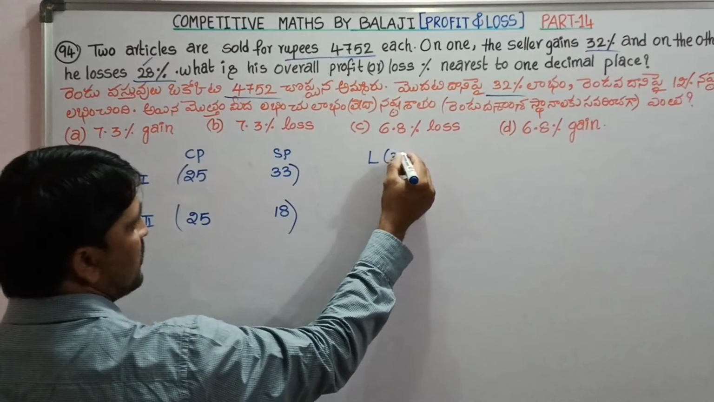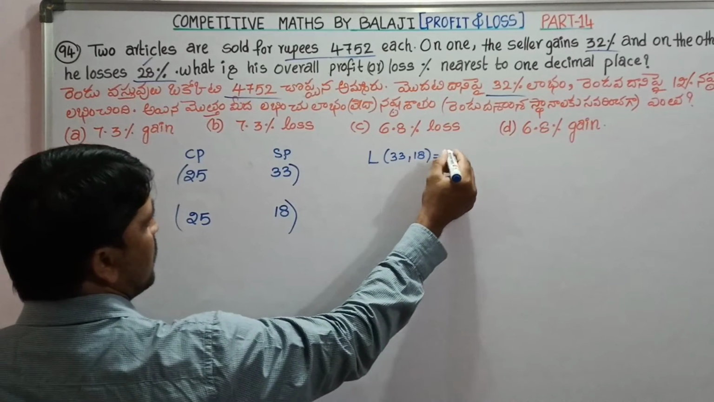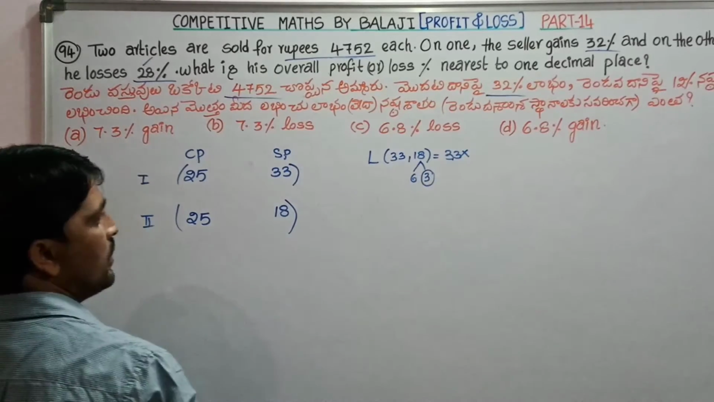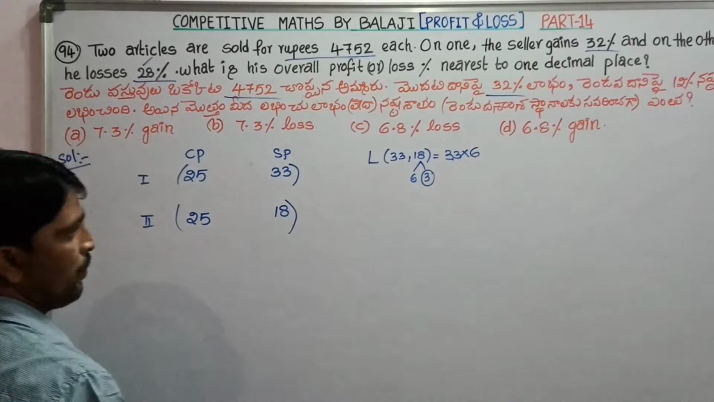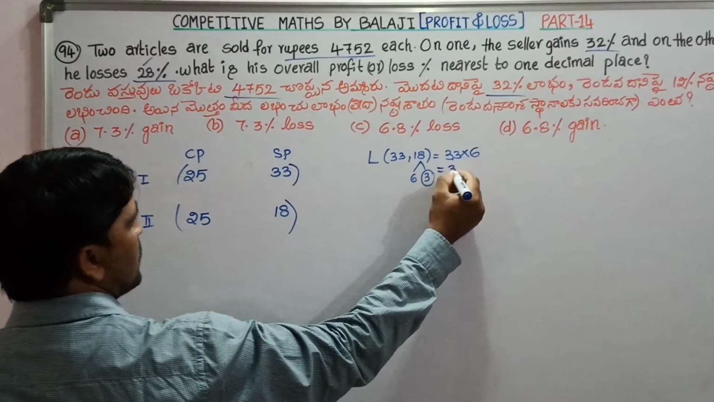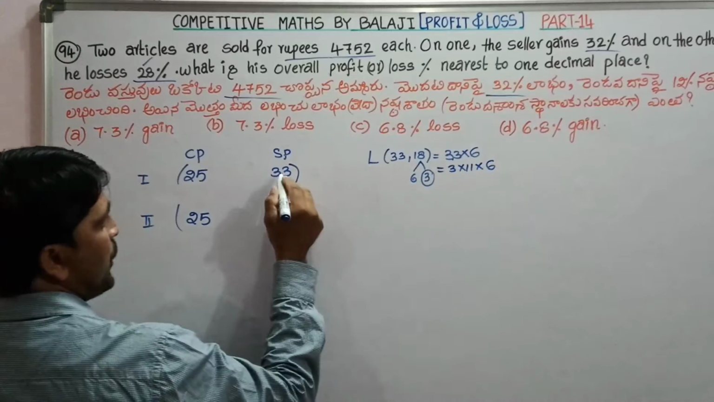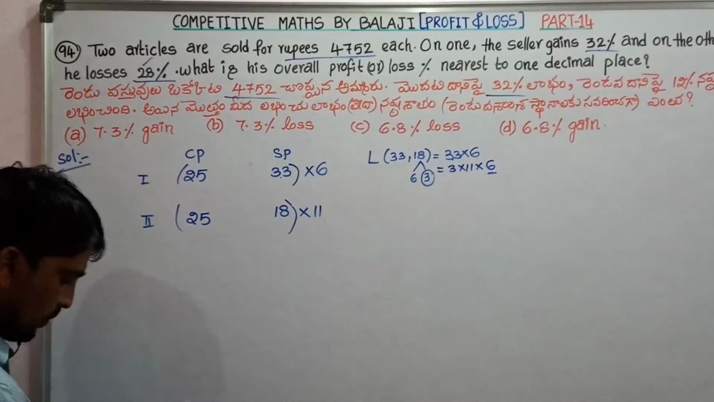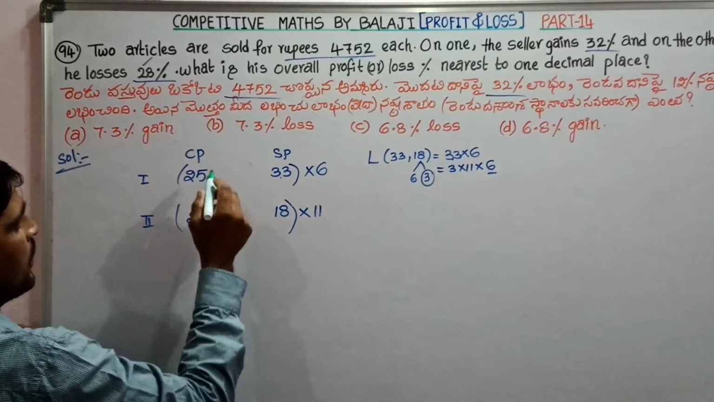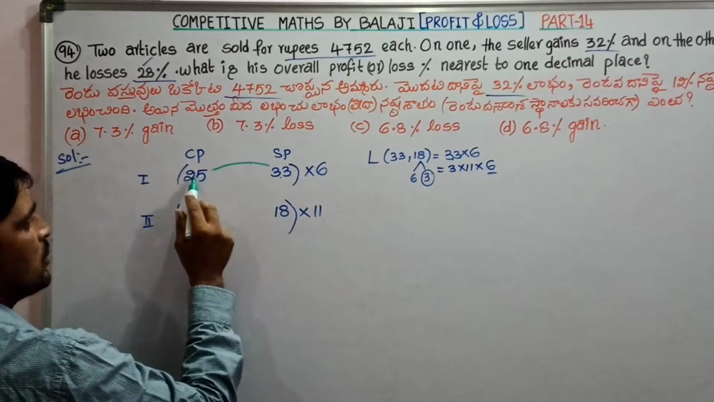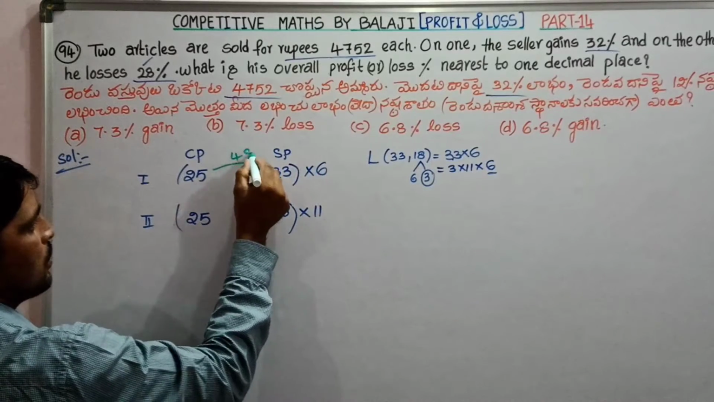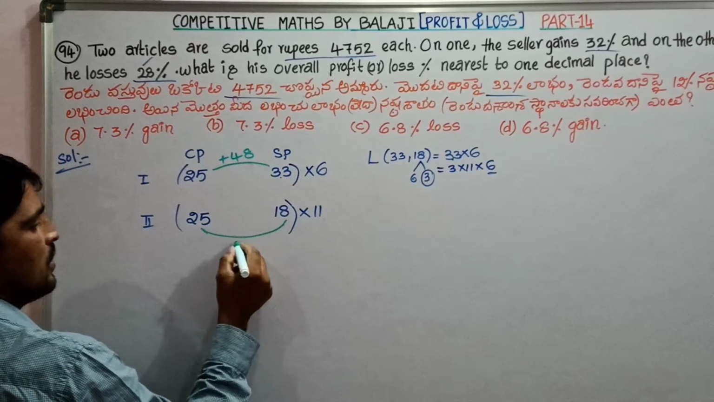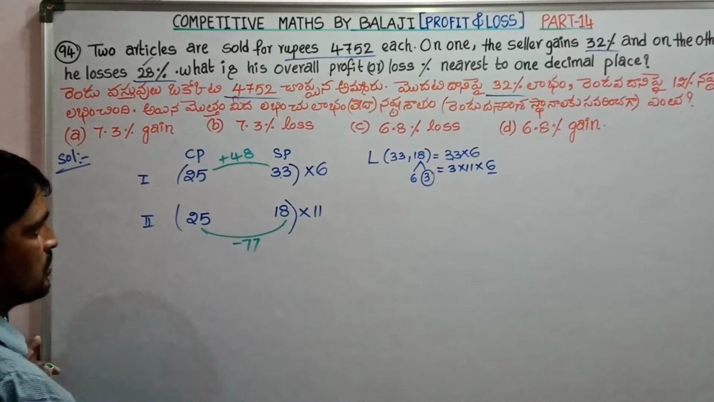Since the LCM of 33 and 18: 18 can be written as 6 into 3, but 3 is already included in 33, so consider 6 in the product. This can be expressed as 3 into 11 into 6. Here we have 33, so multiply it by 6 and here by 11. Now consider the profit on the first article, that is 33 minus 25, 8, 6s are 48 units profit. And consider the loss here, 18 minus 25, 7, 7 elevens are 77 units loss.